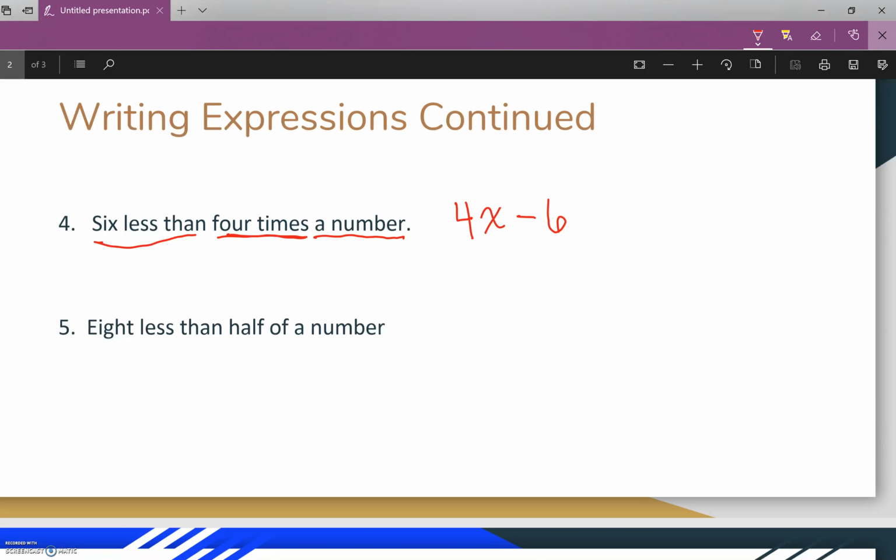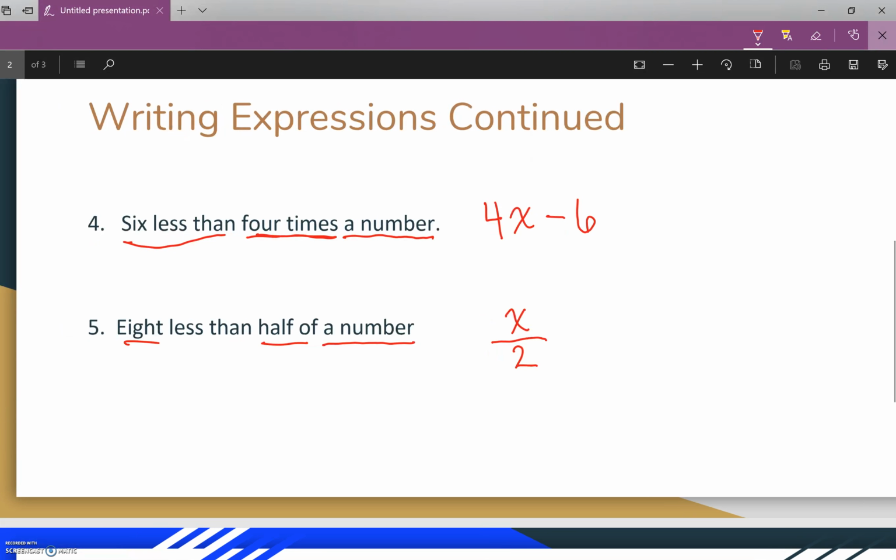For number 5, we want 8 less than half of a number. So again, you start with a number. We want half of it, so we'll divide it by 2. And then we want 8 less than that. So x over 2 minus 8 would be your algebraic expression.